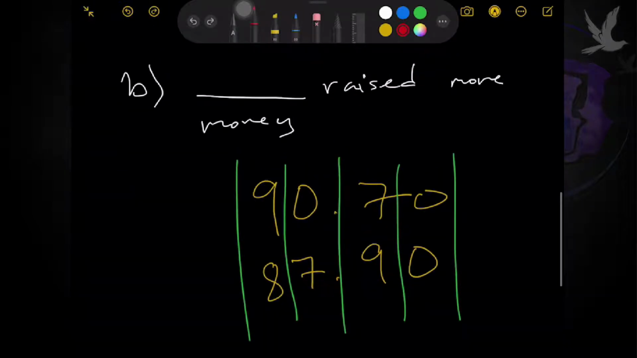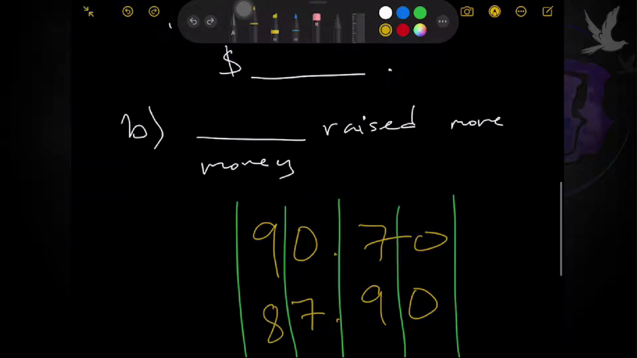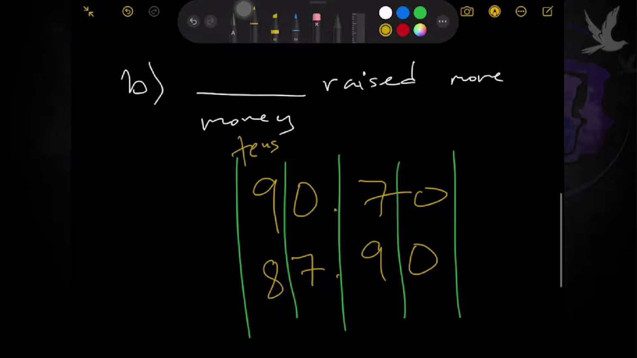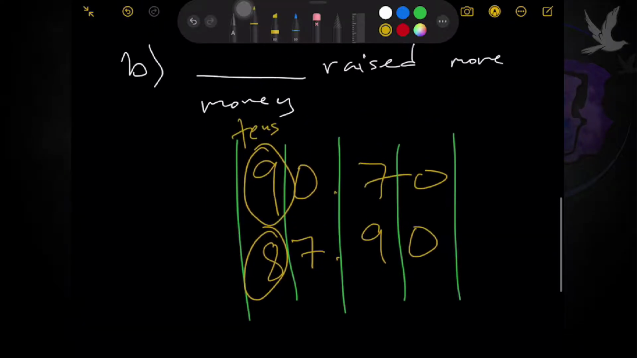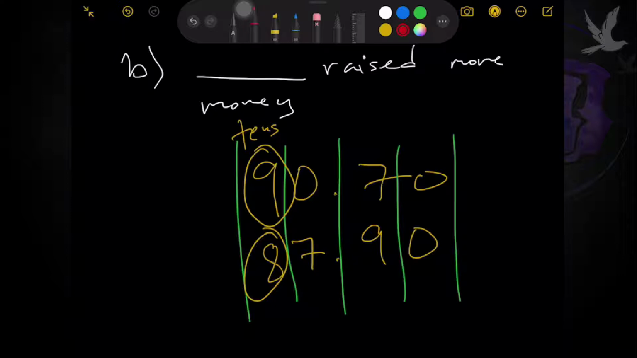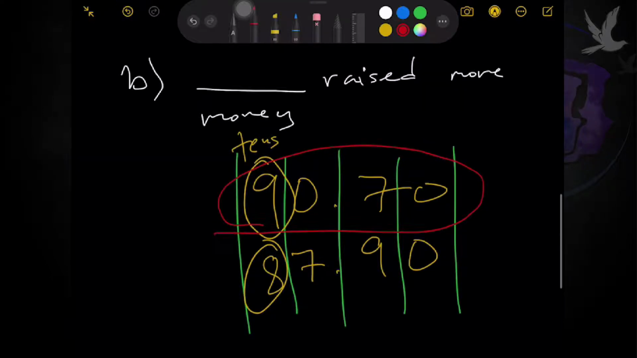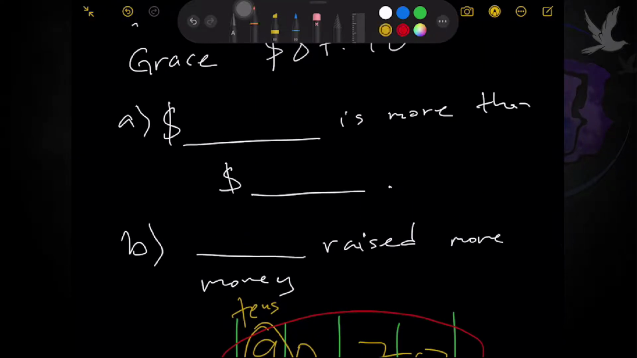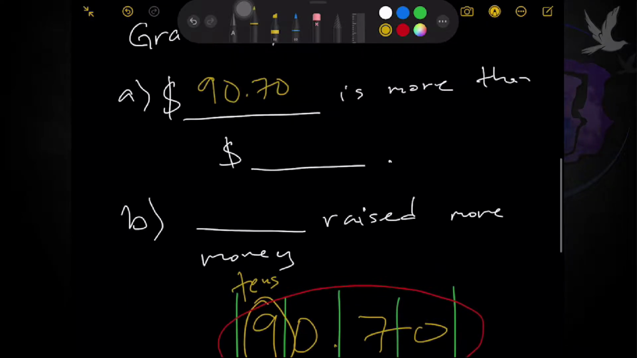So anyway, comparing which number has the greatest or smaller value. Comparing to the greatest place value that we have here, which is tens. So compare natin sila, 9 and 8. Obviously, 9 is greater than 8, diba? So we can already say at this point that $90.70 has a greater value than 87.90. So we can now say that 90.70 is more than 87.90.